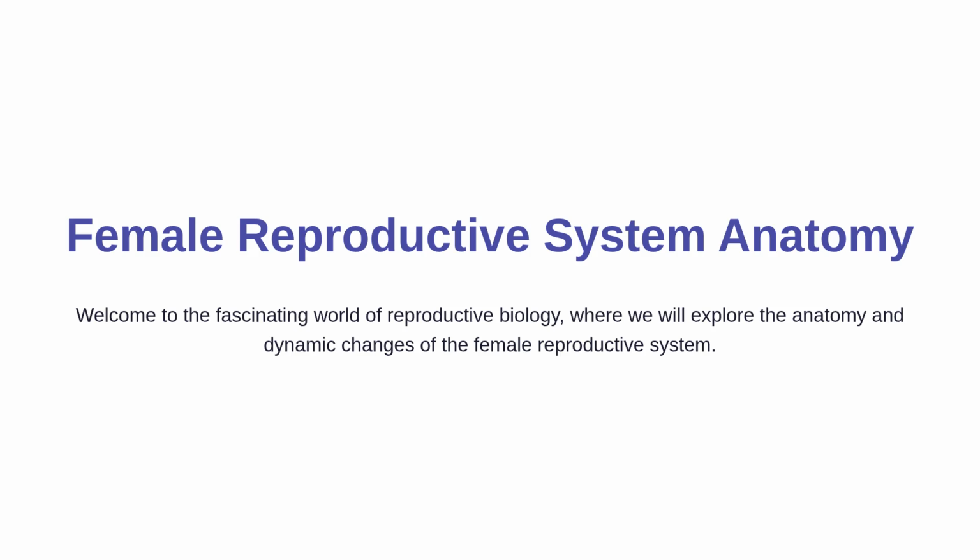Welcome to this lecture on the female reproductive system anatomy. Today, we are going to explore the incredible biological machinery that makes human life possible. We will look closely at the ovaries and the uterus, not just as static organs, but as dynamic structures that change over time. Understanding this system is fundamental to reproductive biology, family planning, and women's health. Let us dive in.